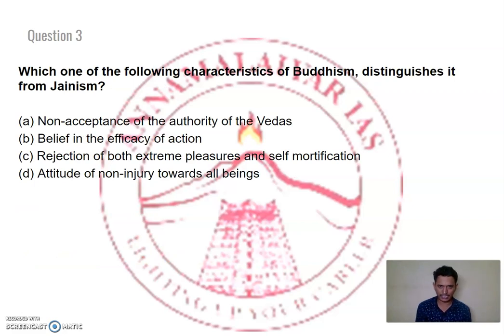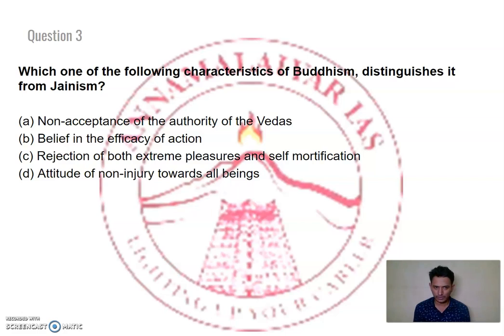Which one of the following characteristics of Buddhism distinguishes it from Jainism? Right? In what way Buddhism is different from Jainism is the question. Non-acceptance of authority of Vedas. Yes, that is similar to both Buddhism and Jainism. Belief in efficacy of action. This is also similar to Buddhism and Jainism. Third one, rejection of both extreme pleasures and self mortification. So this is present in Jainism but not in Buddhism, right?